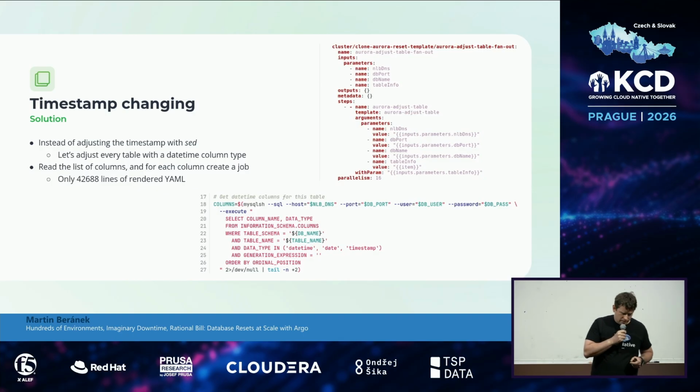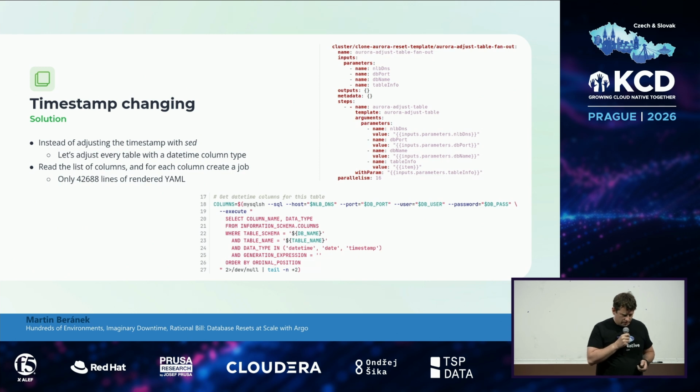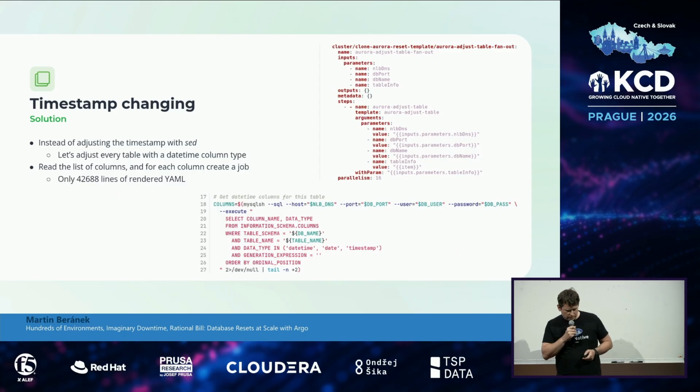And they do it in a batch of 16, because it turned out that if you are trying to adjust more than 500 tables at the same time, the database tends to crash. So 16 was a number which was doable for our setup. So that's the parallelism part at the step block of that YAML above that.